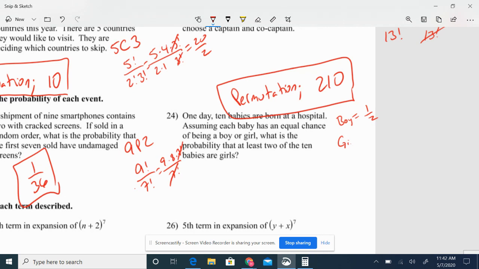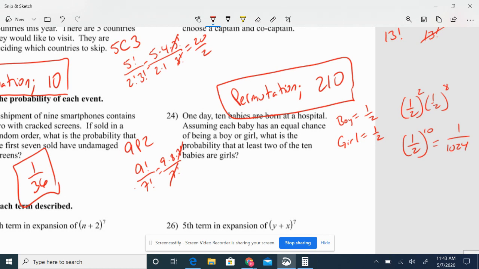The probability of being a girl is 1/2. So I'm going to say 1/2. And then I want 2 and 8. So there's basically 10 babies, so I have 1/2 to the 10th power. Now that gives me 1 to the 10th is 1. 2 to the 10th, so 2 multiplied 10 times, that is 1024. All right, so I have 1024 probabilities.